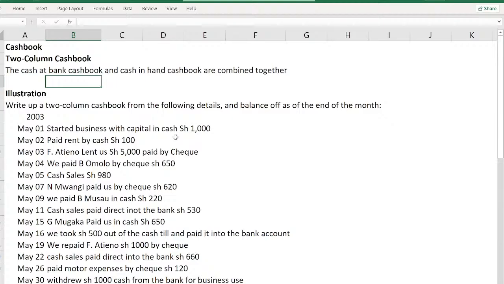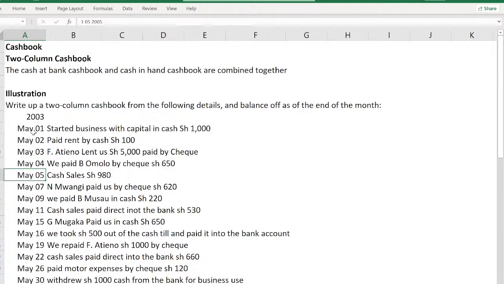To do this, we need to understand using illustrations. So let's look at an illustration here. Write up a 2-column cash book from the following details and balance it as of the end of the month. On 1st May, we started a business with capital in cash of 1,000. May 2, we paid rent by cash 100. May 3, F Atieno lent us 5,000 shillings paid by check. May 4, we paid B Omoro by check for 650.